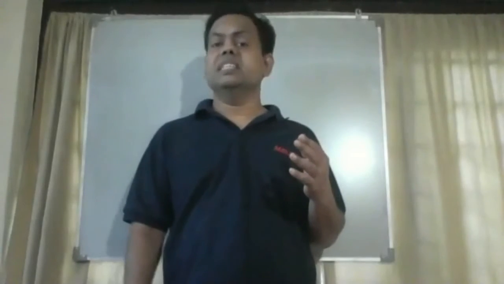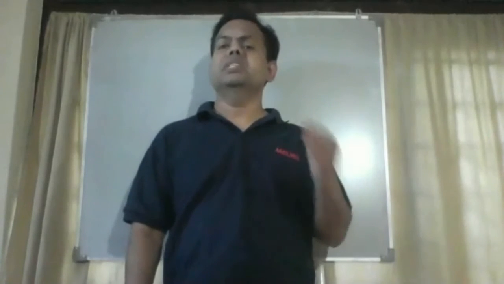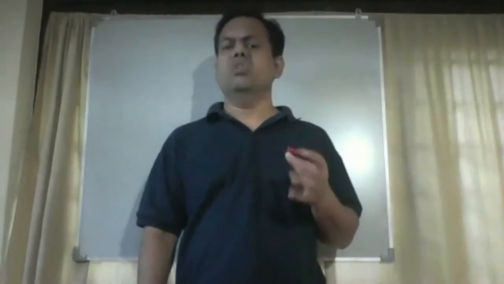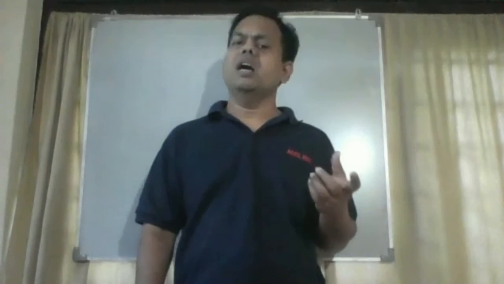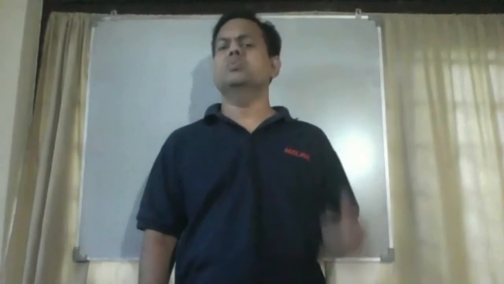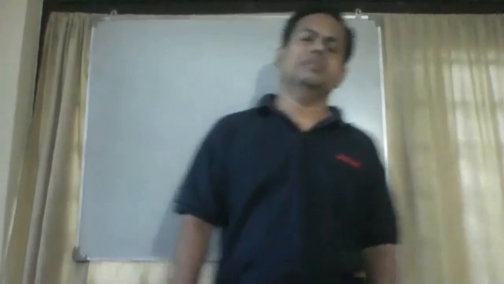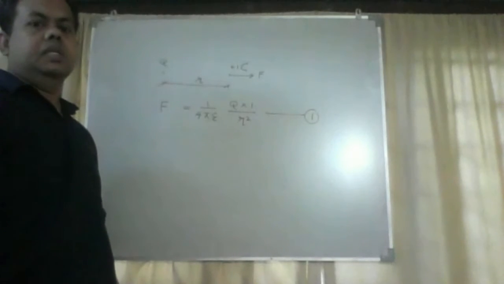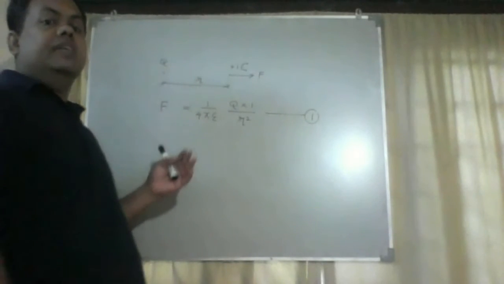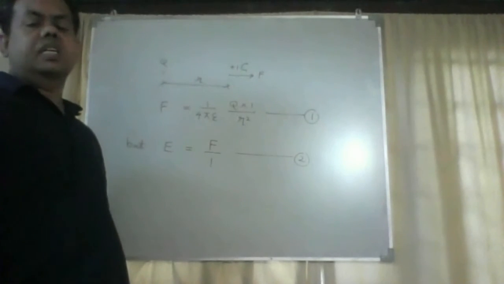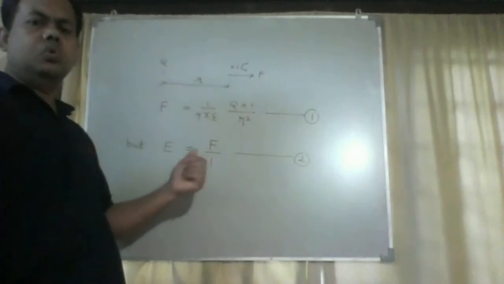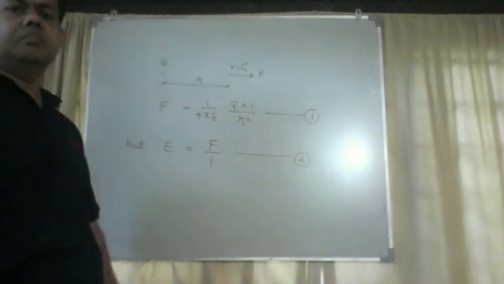Field intensity at a place due to a point charge. Let the electric field force on a unit point charge at a distance r away from a point charge q be F. By Coulomb's law, we can write this relationship. By the definition of electric field intensity, we can write this relationship. Combining equations 1 and 2, we get the following relationship.